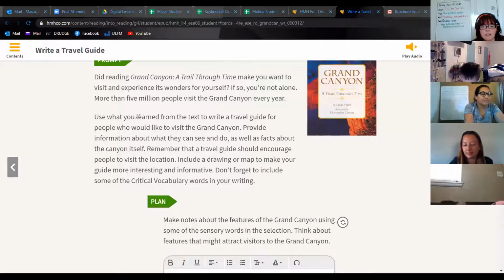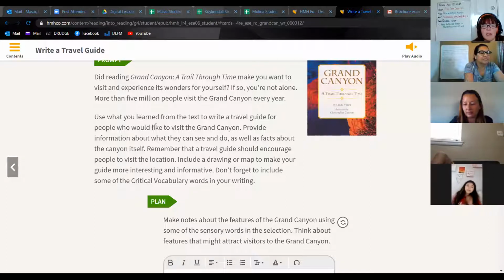Okay, now that you guys can see the prompt again, I'm gonna stop and I'm looking at this first sentence that I just read. Use what you learned from the text to write a travel guide for people who would like to visit the Grand Canyon. I want us to look at that one sentence and pull apart, blurbitate. What is important about this prompt in that one sentence? What are we having you guys do?